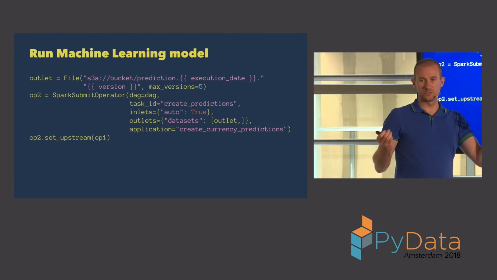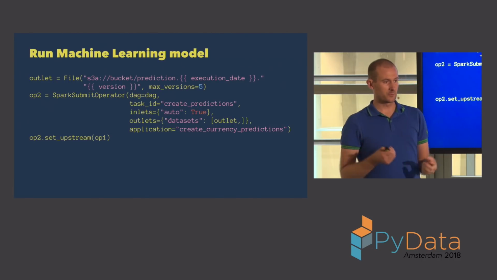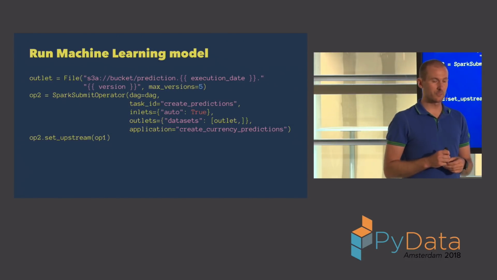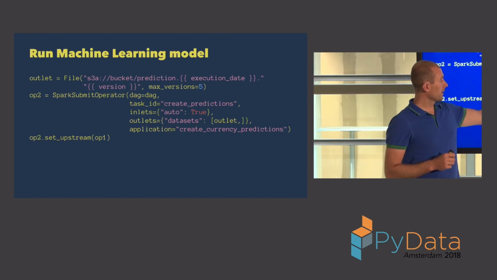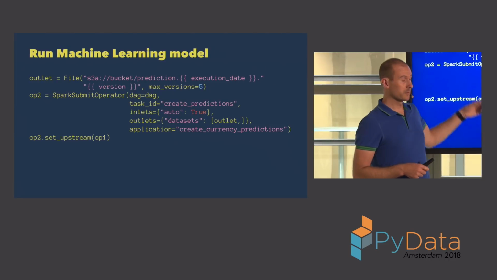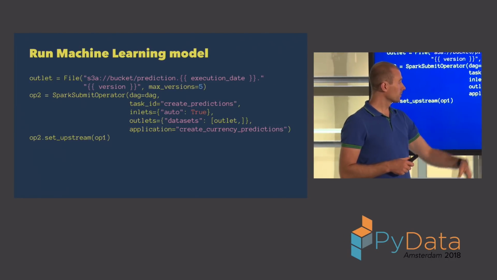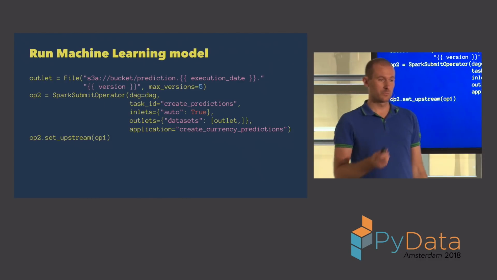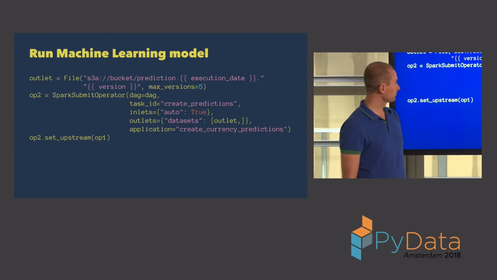We're looking at how to do this automatically and obtain this from Spark. It's a bit hard because the infrastructure is not really there for it. But we can pick up the outlet or define it manually. And we call it create currency predictions. And we set the upstream for this task, of course, to the previous task.